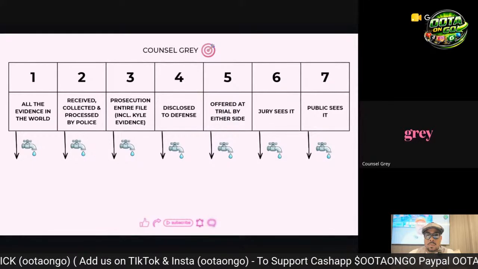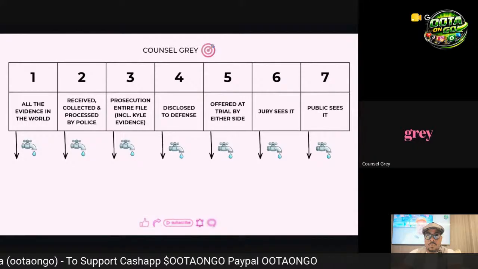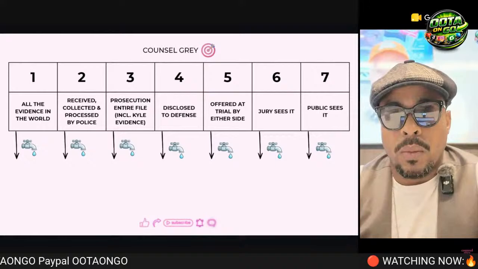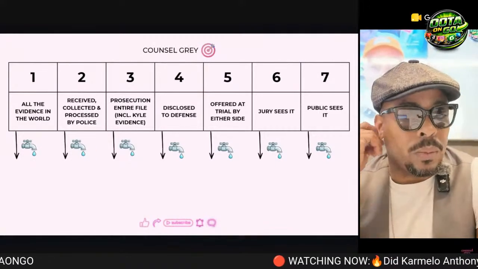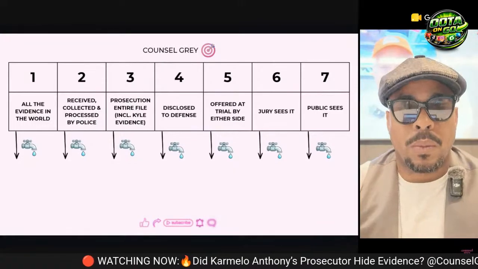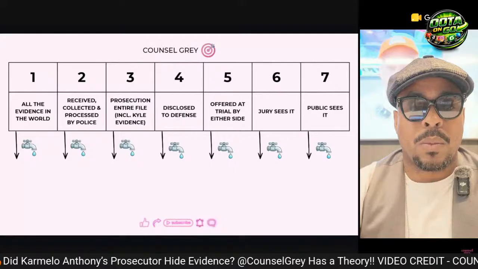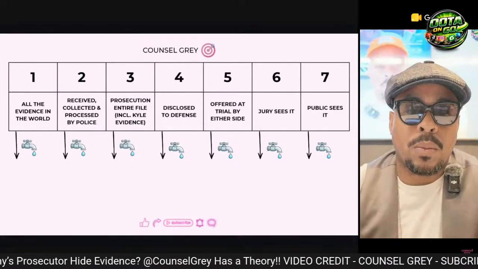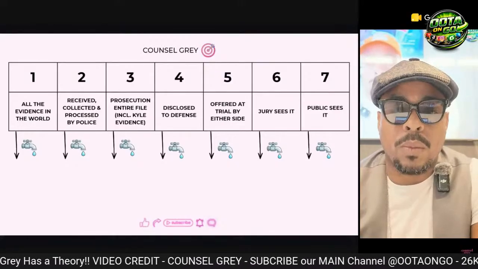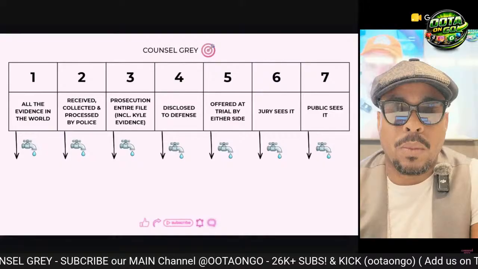The next place where that shrinks is what percentage of what the prosecution has do they disclose to the defense? And a lot of people feel like they did not disclose enough to the defense. And I'm going to show you where you might be right, but then I'm going to show you where even if they had disclosed it, that still doesn't mean that it would get to the jury. And even if it did get to the jury, that still doesn't mean it would get to us, the public.